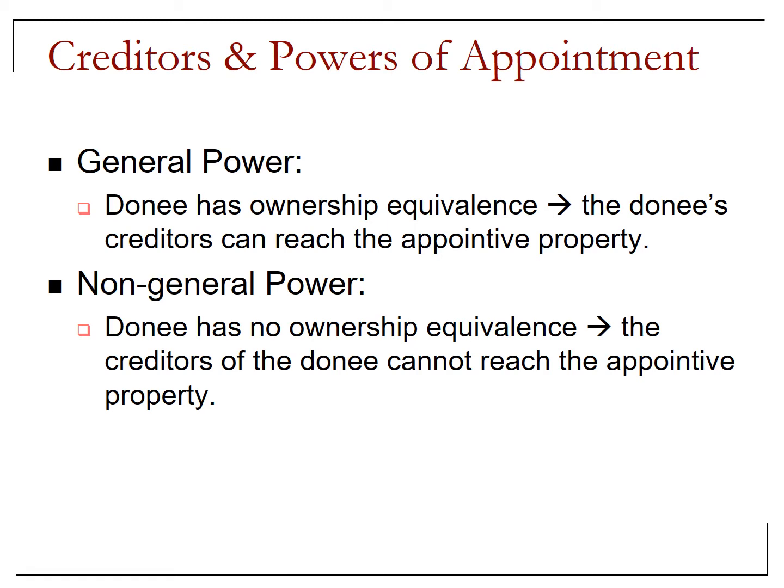Whether or not a power of appointment is a general versus a non-general power has consequences for whether or not the donee's creditors can reach the appointed property. If it is a general power of appointment, then the donee has ownership equivalence. In other words, the donee could appoint the property to herself. As such, the modern law generally allows the donee's creditors to reach the appointed property. For non-general powers, the donee has no ownership equivalence because, by definition, the power does not allow the donee to appoint the property to herself. And therefore, the creditors of the donee cannot reach the appointed property.